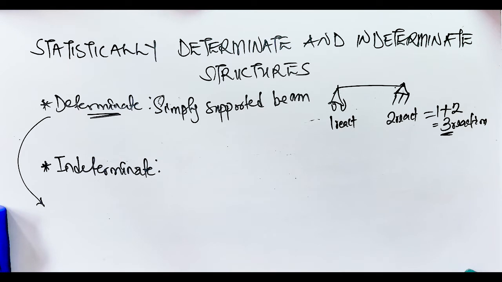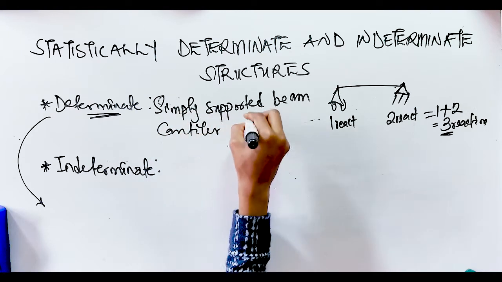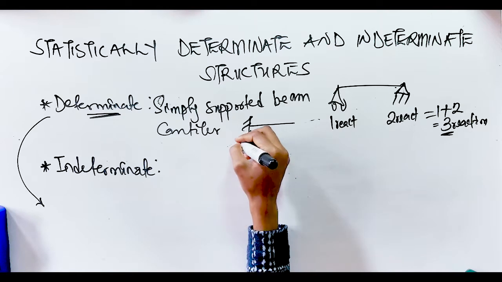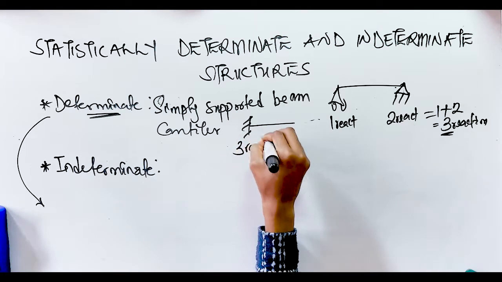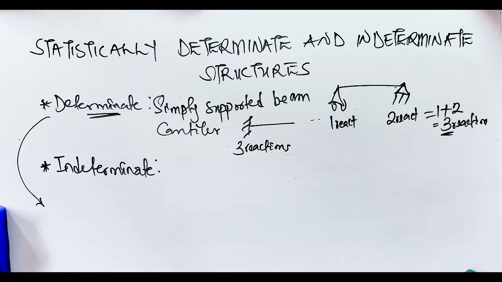Another example is a cantilever. You can see that a cantilever has a fixed end and the other end is free. And a fixed support, from our previous lesson, has 3 reactions. So a cantilever has 3 reactions. That makes it a determinate beam.